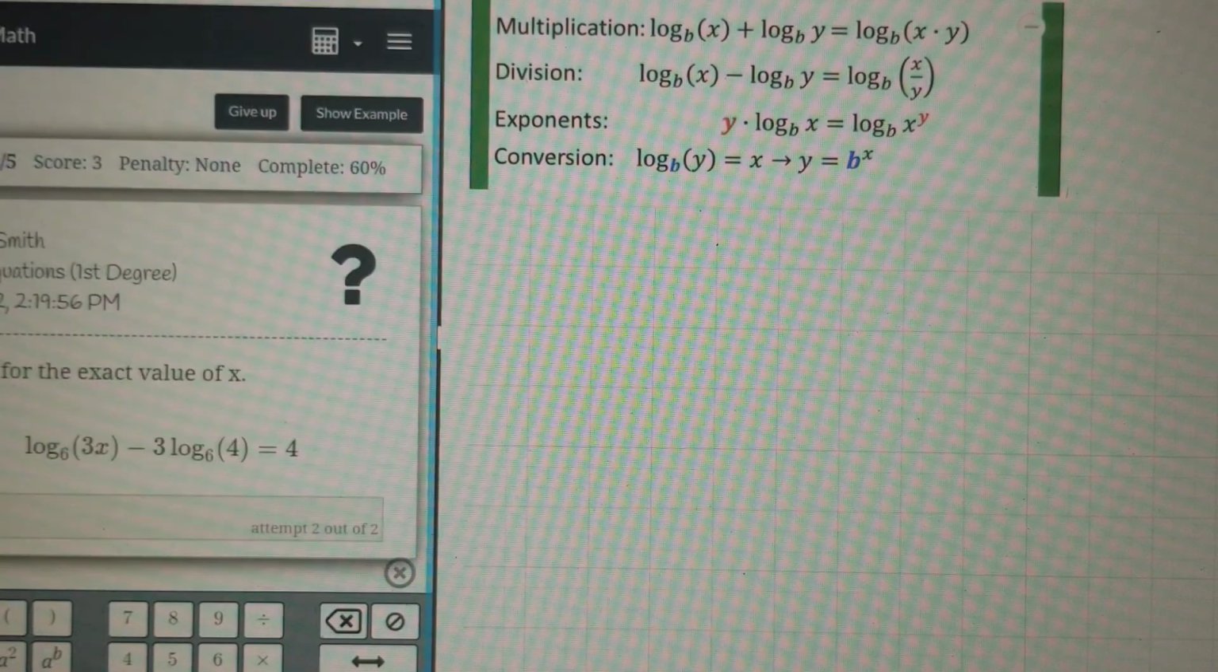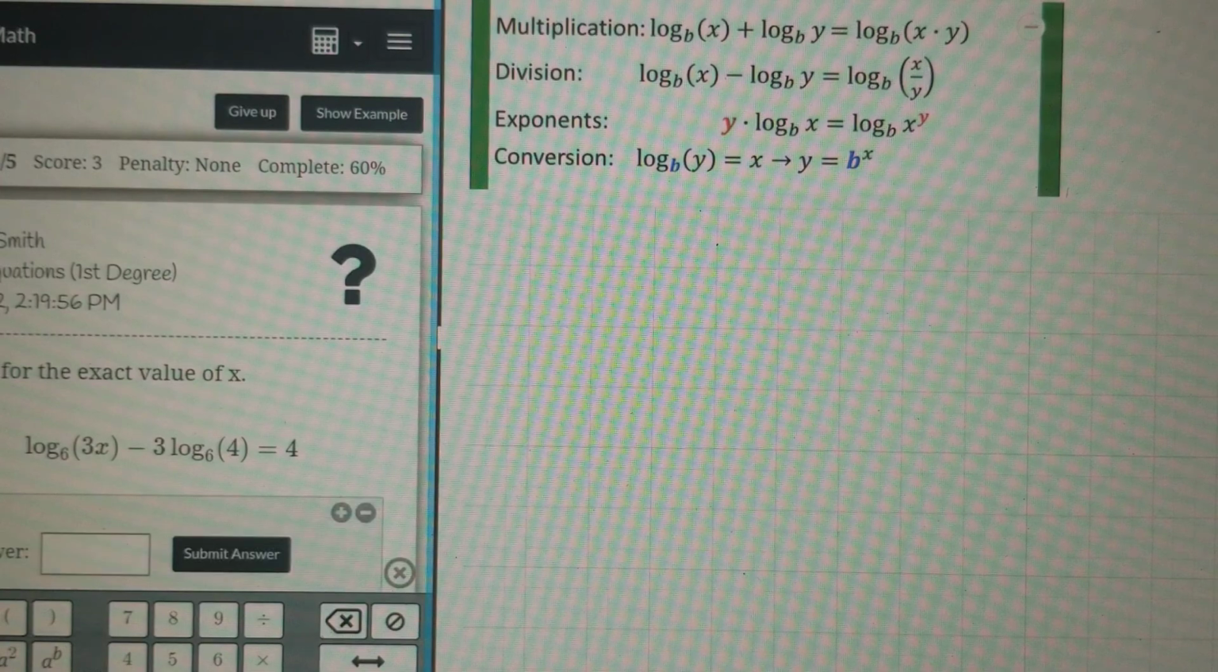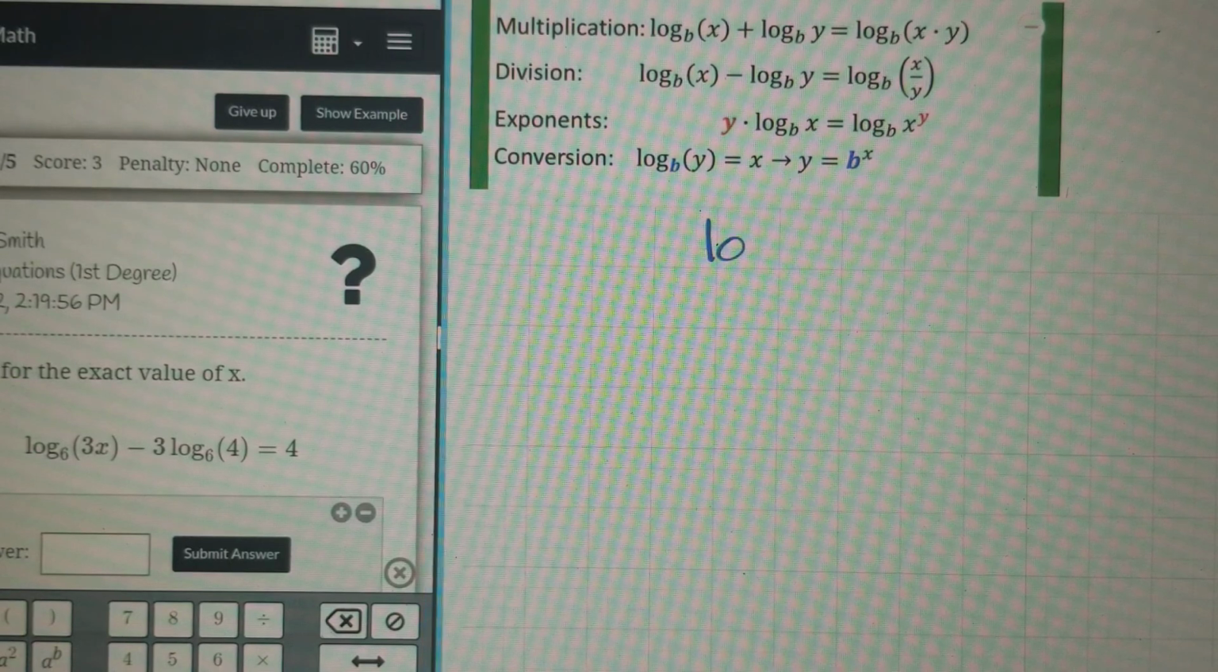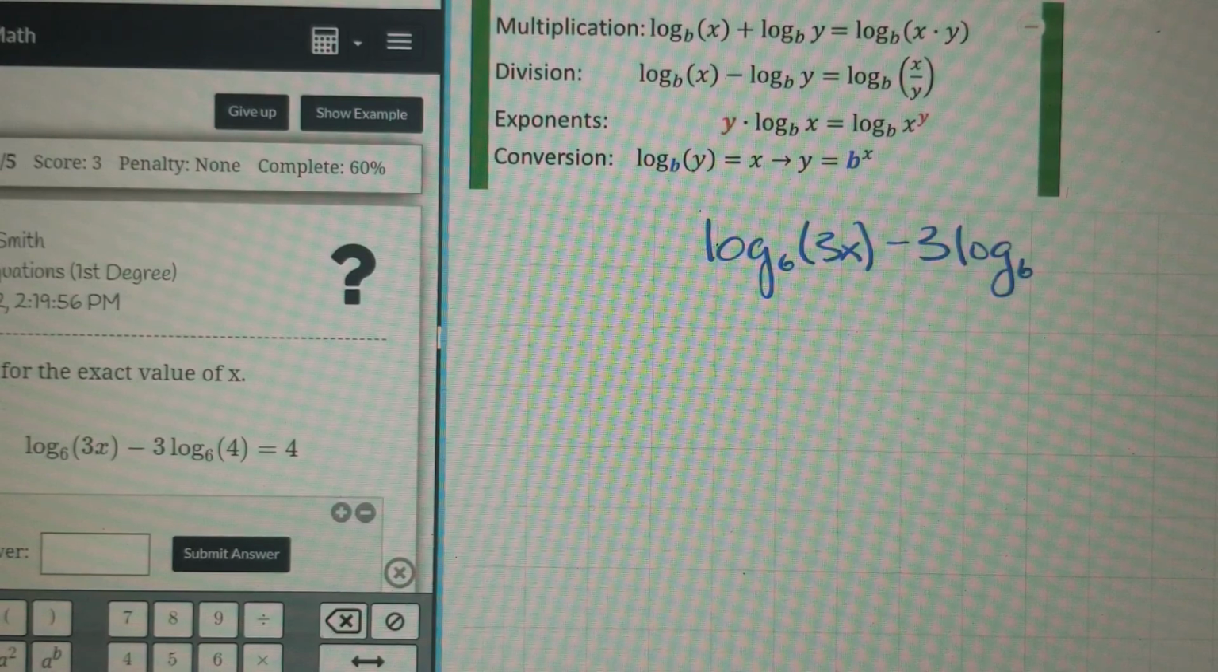In our first problem, I scrolled through some of the problems and I got the messiest one to do first so that we get everything in here. All right, so here's our problem, which is log 6 of 3x minus 3 times log base 6 of 4 equals 4. All right, and so that's our problem. So it says find x.